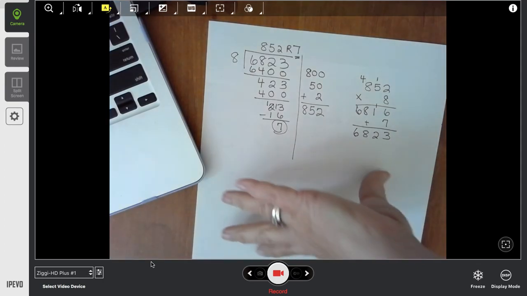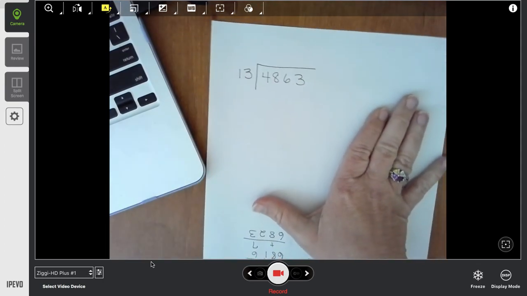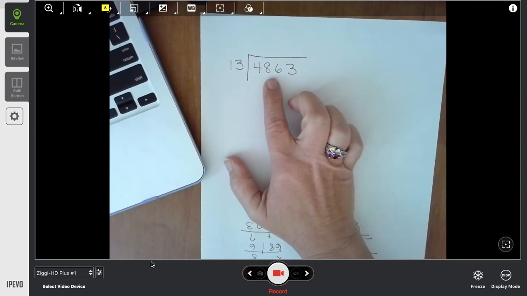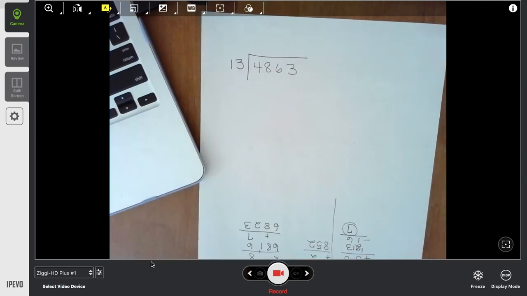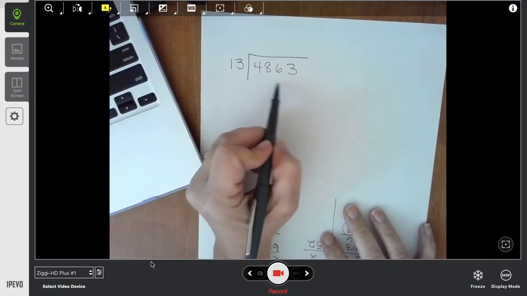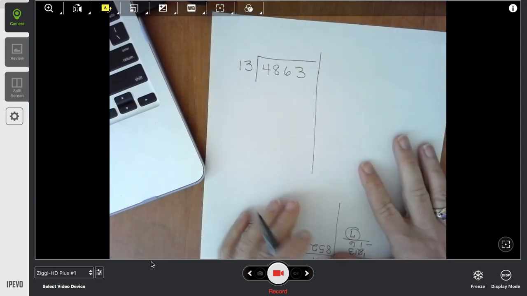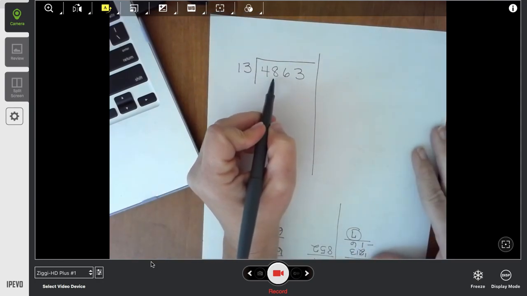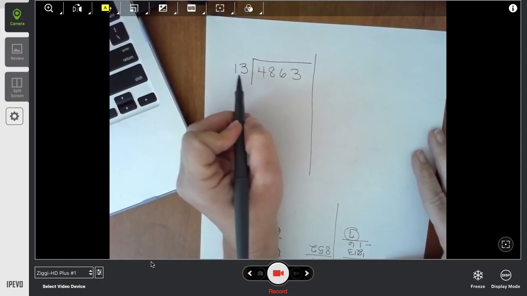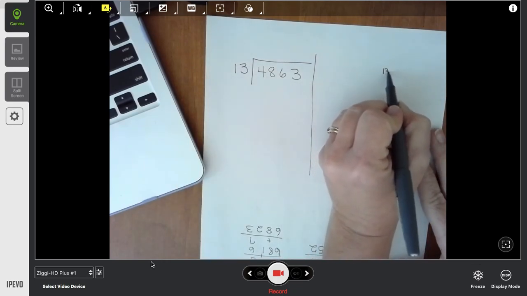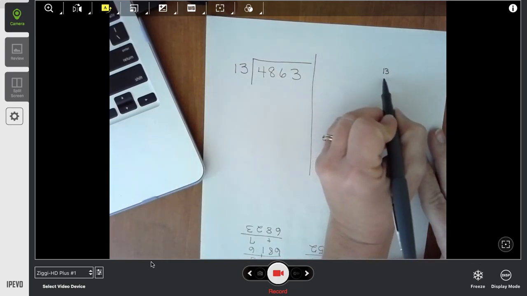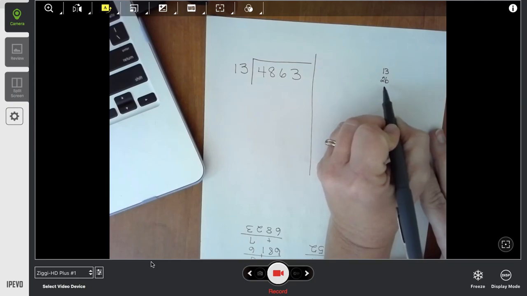All right, let's do a double-digit division problem. Now we're going to take a dividend, thousands and thousands, and divide it by a two-digit divisor. Same strategy. We need to know how many 13s can go into 4,863. I'm going to split it. How many 13s go into 48? And since I'm dealing with 13, which is not really a basic fact number, I'm going to count by 13s over here. I got 13, 26.